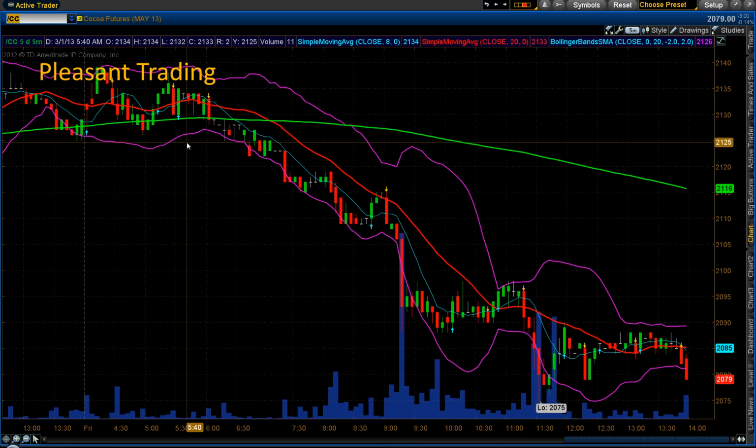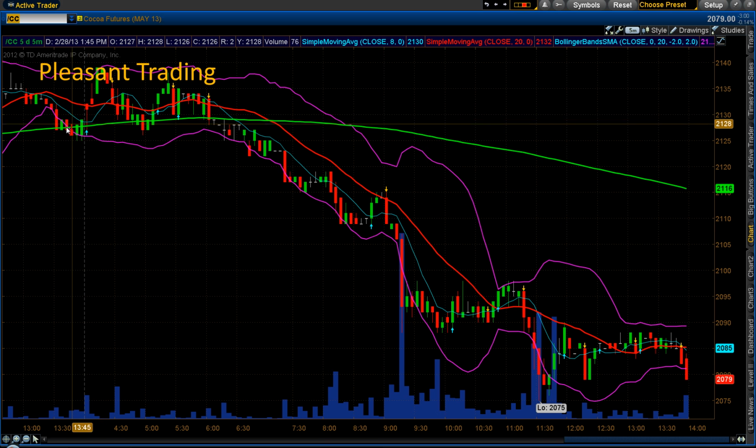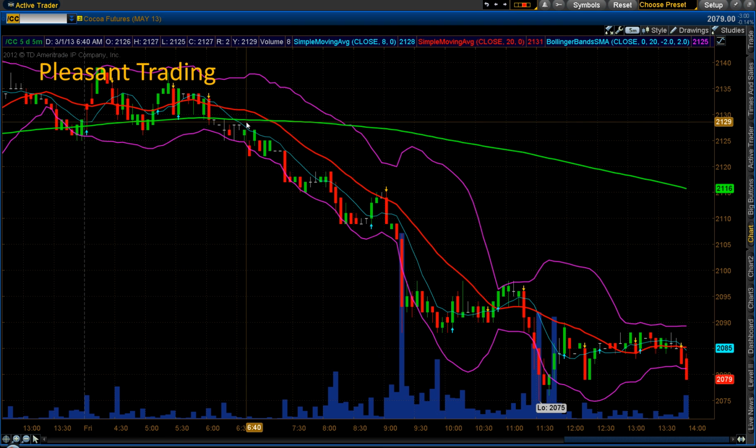I just want to show this over a few charts. This is cocoa futures here on a 5-minute chart. We get the market that starts to go sideways. We break the 200, very important. Again, like I said, a break of the 200 is very important. And then we start to form a downtrend.